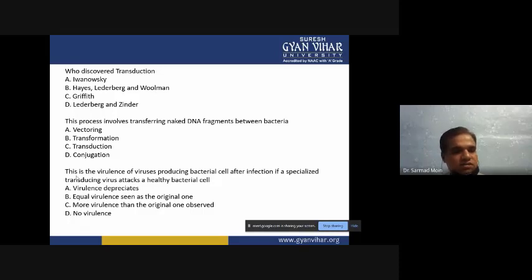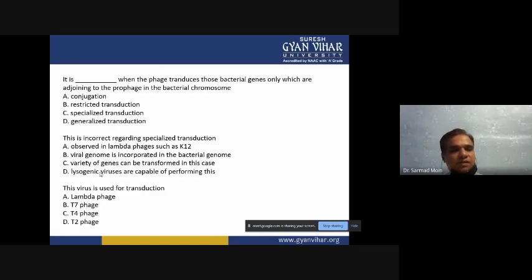The next question: this is about the virulence of a bacterial cell after infection. If a specialized transducing virus attacks a healthy bacterial cell, what will happen? Four options are there. A option: virulence decreases. B: equal virulence to the original one. C option: more virulence than the original one is observed. D option: no virulence will be there.